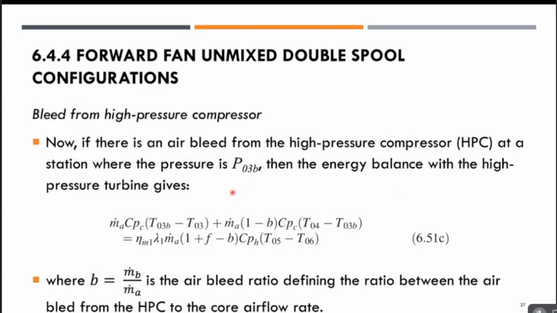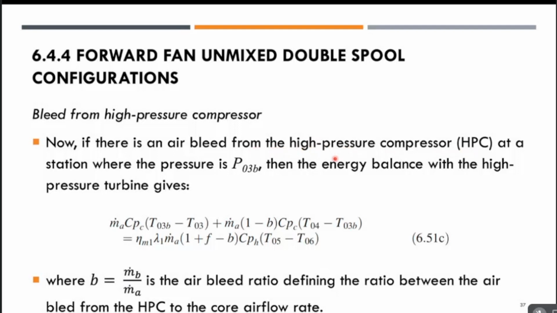We have to note that there is a bleed from the high pressure compressor, and this bleed of air is supplied to the high pressure turbine for cooling purposes. Also, this bleed of cold air is supplied to other accessories in the aircraft. Now, if there is an air bleed, not all the air that goes into the compressor will go into the combustion chamber. Some of it will be used for other purposes.